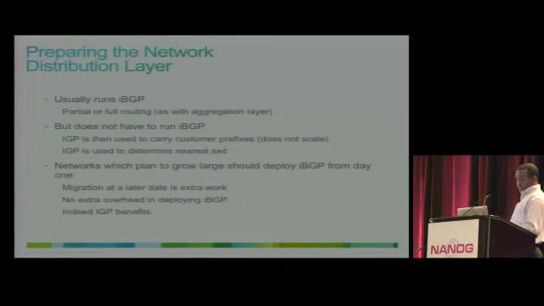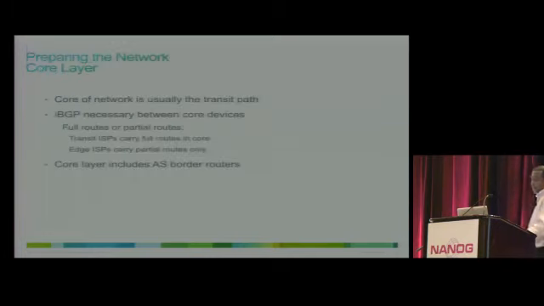Okay. Again, it doesn't have to run IBGP. In most cases, it will run IBGP. It doesn't have to carry the full internet table. In most cases, it doesn't. But the core has to participate in full BGP, should run IBGP, should carry the full internet table. The core includes the AS border routers as well.